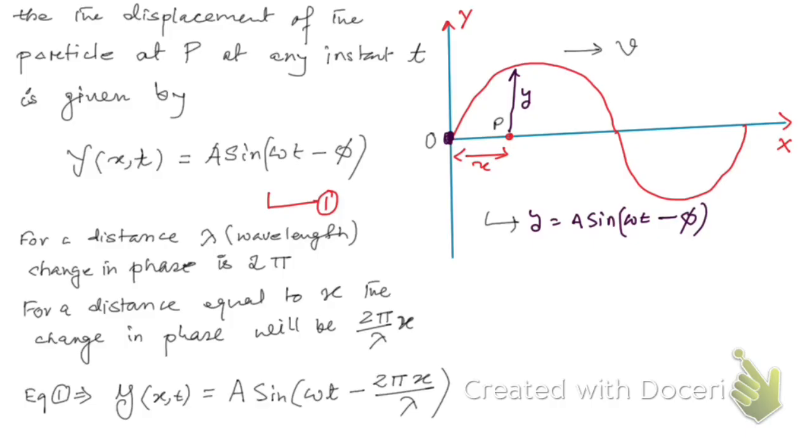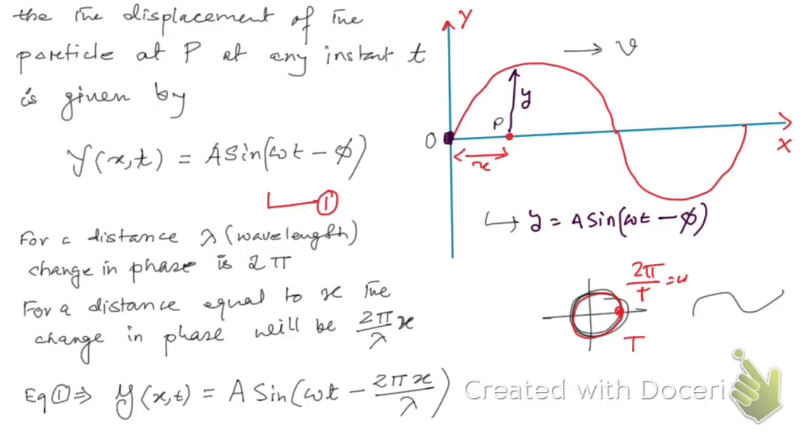So omega is angular frequency. What do you mean by angular frequency? If you compare this wave with this circular motion, when it completes one cycle, that is 2 pi, then if you consider time period T, then 2 pi by T is the angular frequency, omega, right?